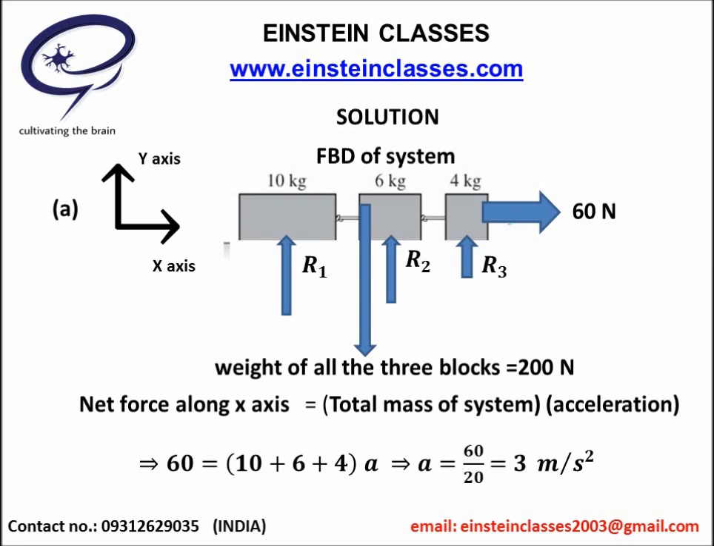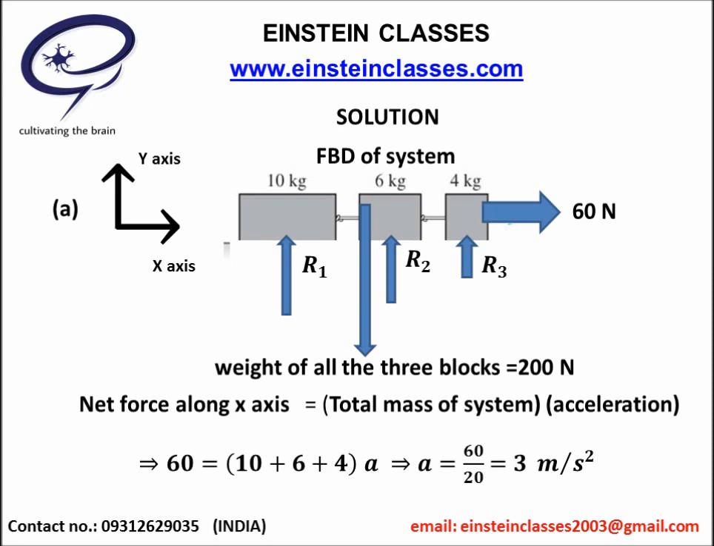The horizontal surface pushes up the block of mass 10 kilograms with normal reaction R1. The horizontal surface pushes up the block of mass 6 kilograms with normal reaction R2. The horizontal surface pushes up the block of mass 4 kilograms with normal reaction R3. An external force of 60 Newton acts towards the right on the block of mass 4 kilograms.